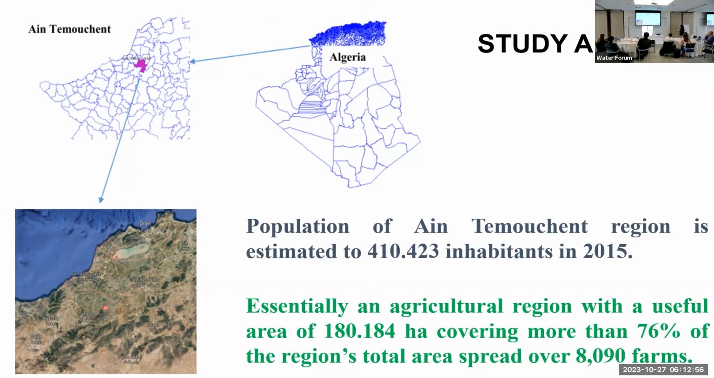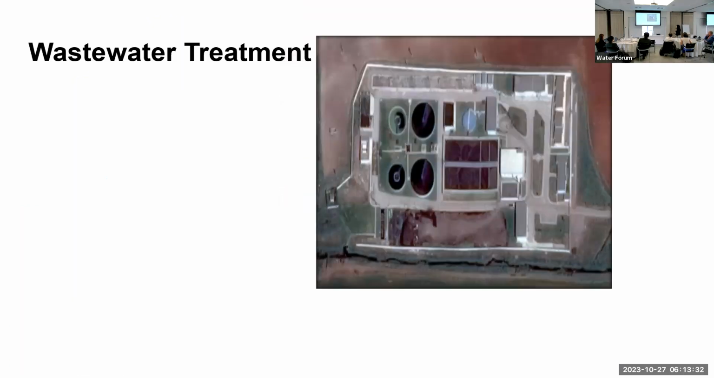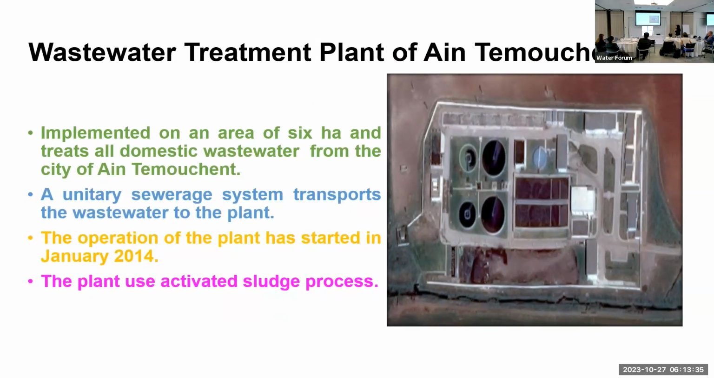The first case study is for Int'l. It is situated in the west part of Algeria. It is an agriculture region. The agriculture area is more than 76% of the total surface of the region, with a population of more than 400,000 inhabitants. The wastewater treatment plant of Int'l is working with the process of activated sludge. The operation of the plant started 9 years ago.